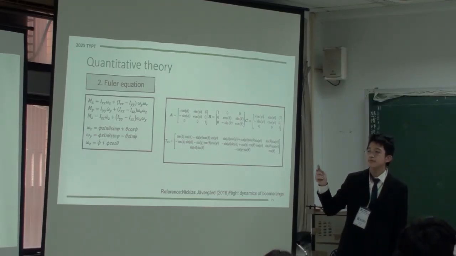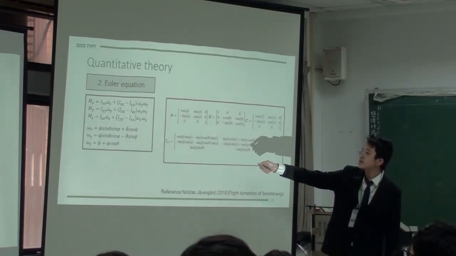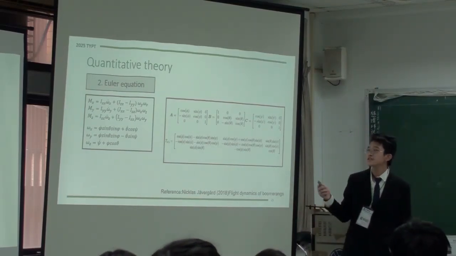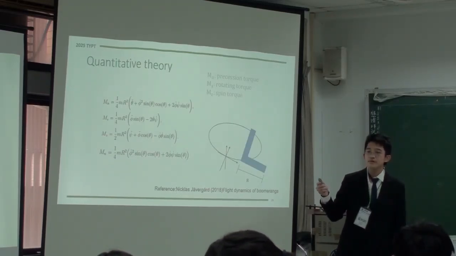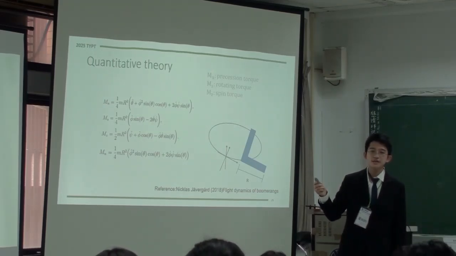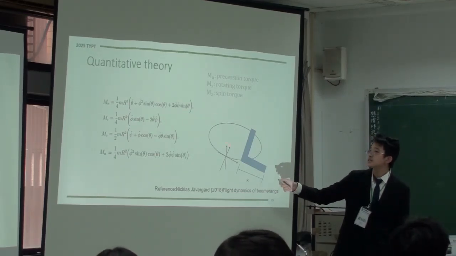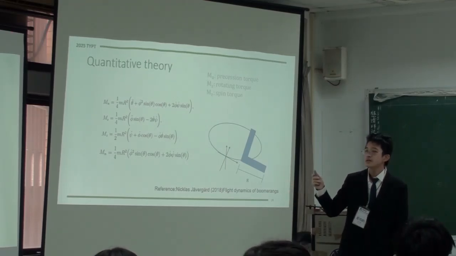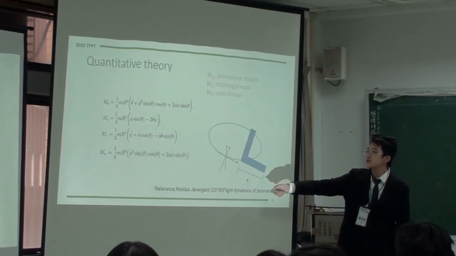I assume that the boomerang is a rigid body, and we can simplify the yaw equation and get tau like this. After we know the moment of inertia, we can get the angular velocity. Then we assume that the moment of inertia in the x direction and the z direction is the same, and then tau will be like this. If the boomerang is in a stable condition, tau will be like this.